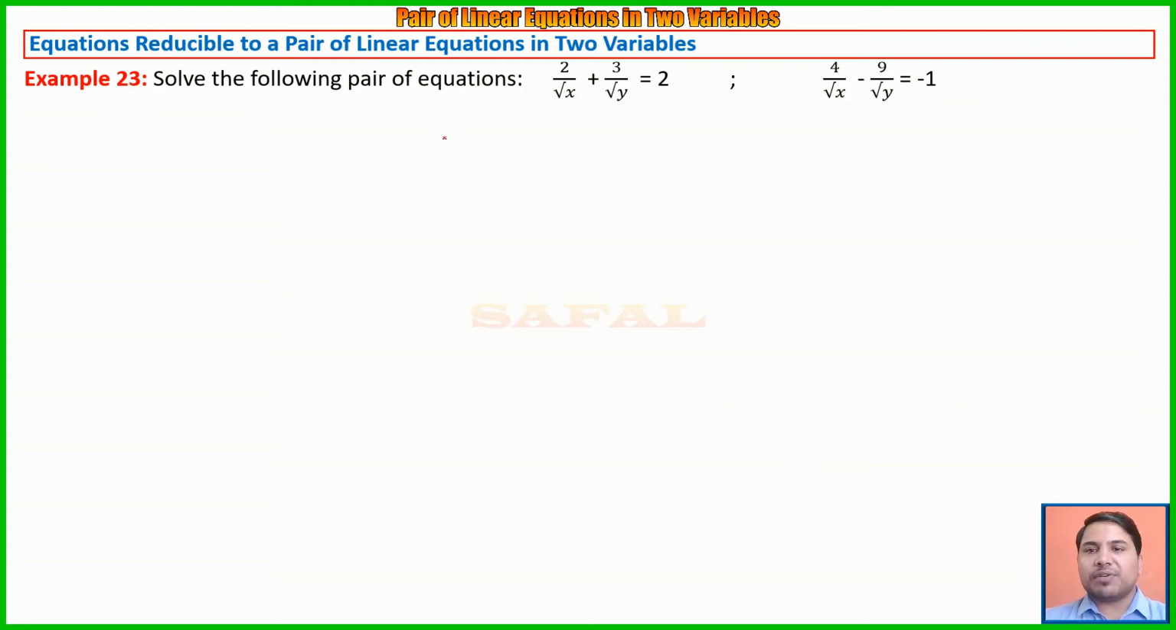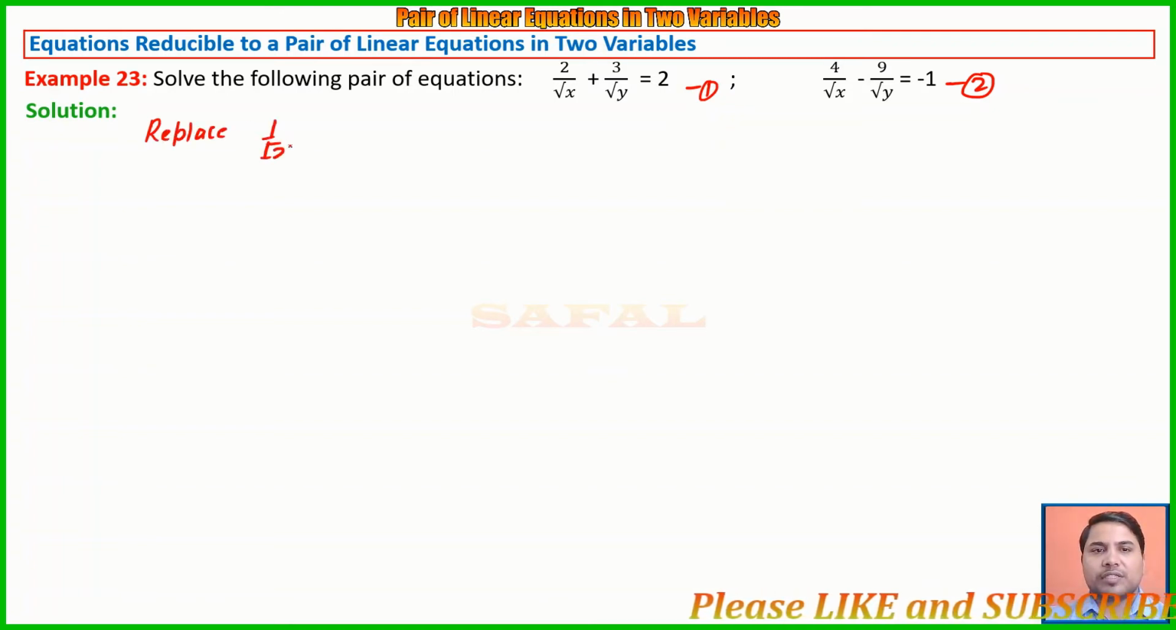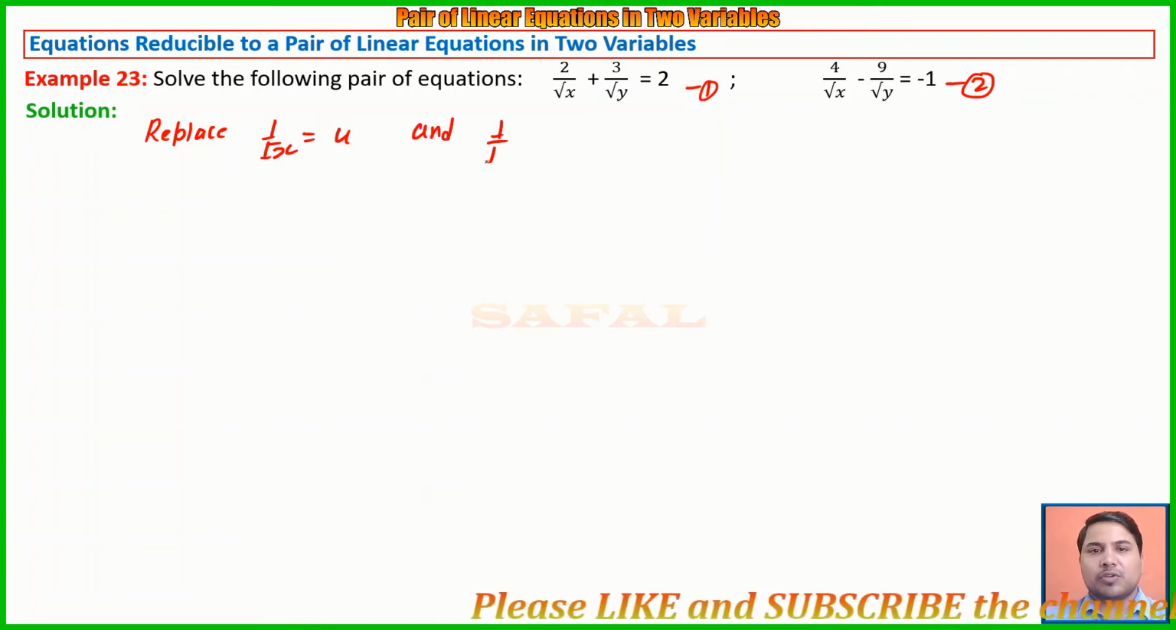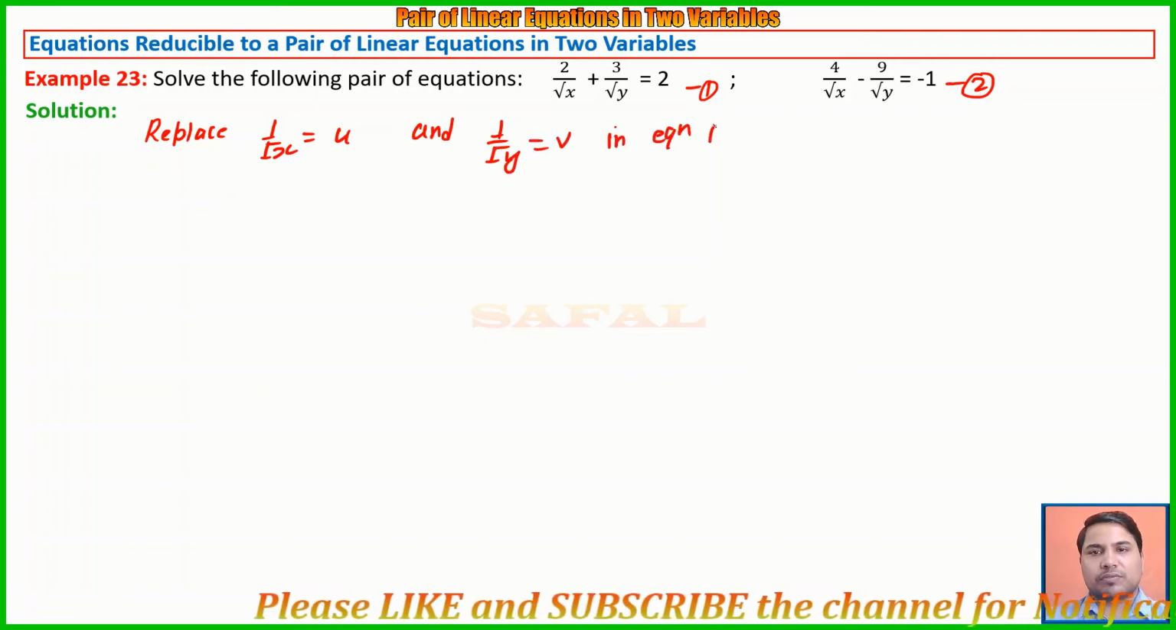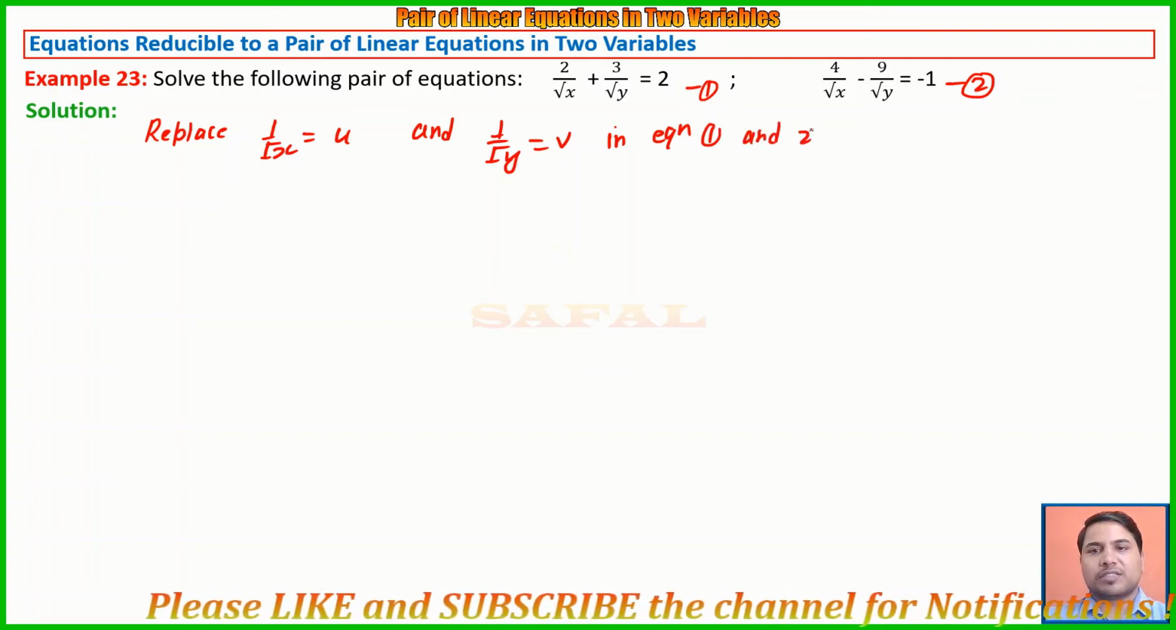Okay, so let me take the next question. Solve the following pair of equations: 2 by root x plus 3 by root y equals 2, and 4 by root x minus 9 by root y equals minus 1. This question I have taken from NCERT. Again, I can call this the first equation and this the second equation. What substitution can I make use of here? I am going to replace 1 by root x equals u and 1 by root y equals v in equations 1 and 2. Both equations I am going to do this replacement.